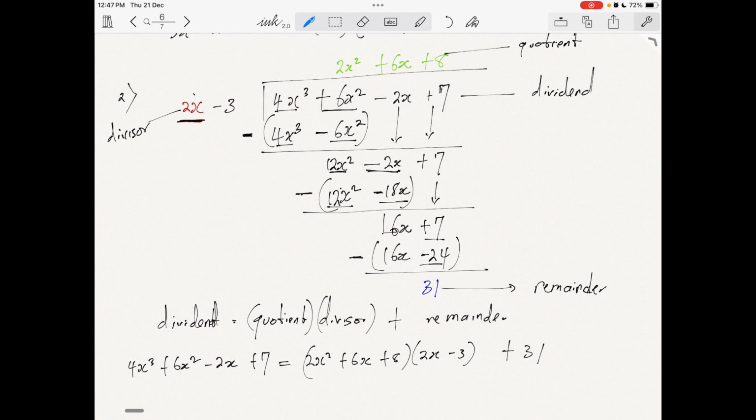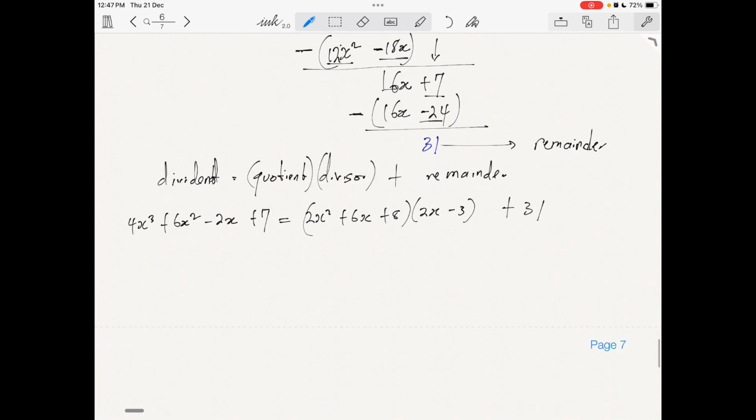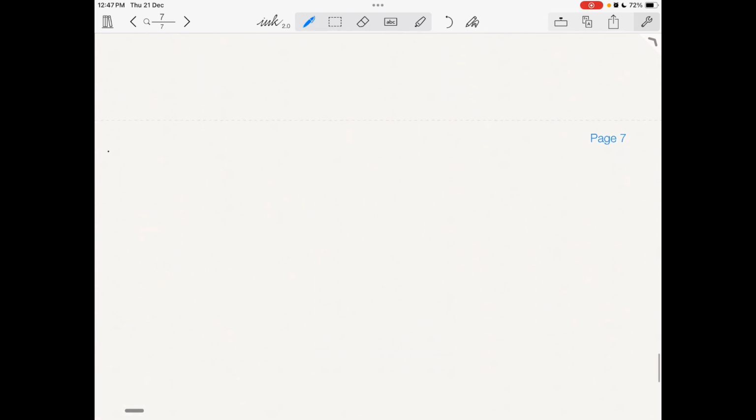Okay, now let's pick one more example. It's just repetition of processes. So let's pick question 3. We want to divide 2x raised to the power 4 minus 3x raised to the power 3 plus x squared minus 4x plus 5 by x squared plus 3x plus 1.